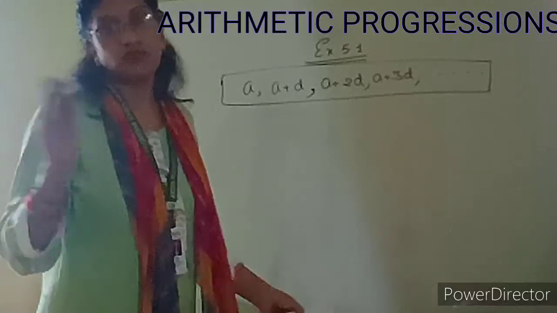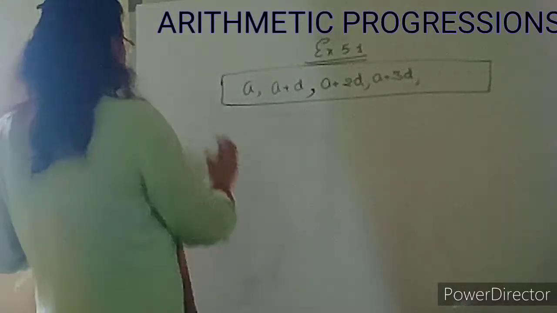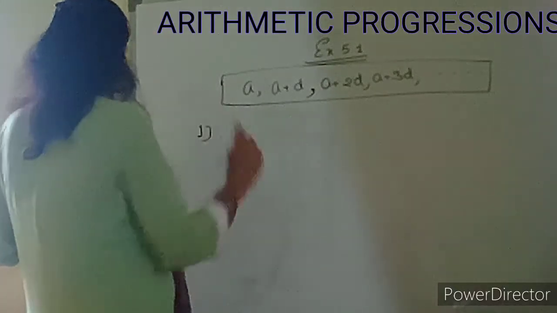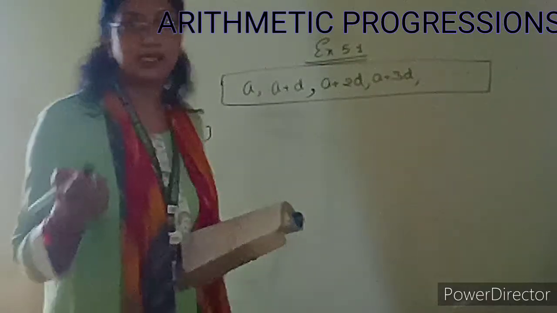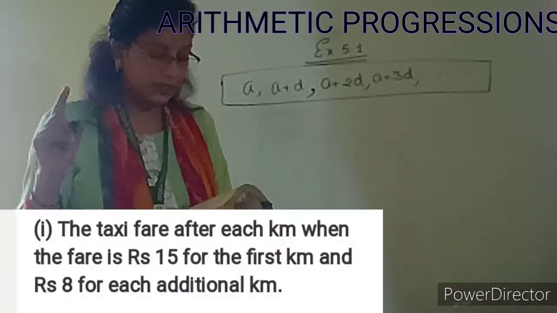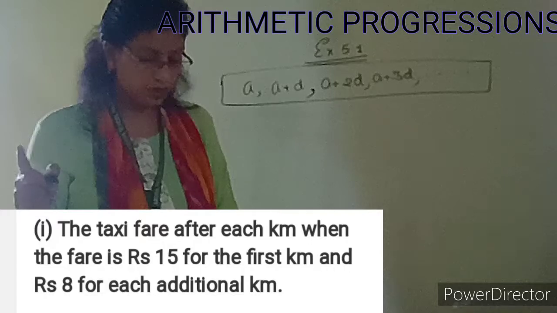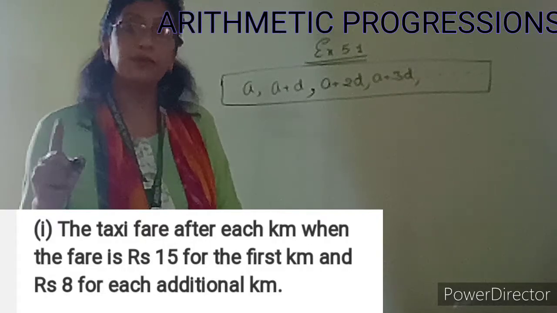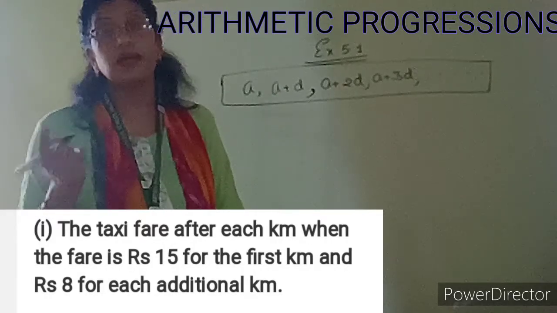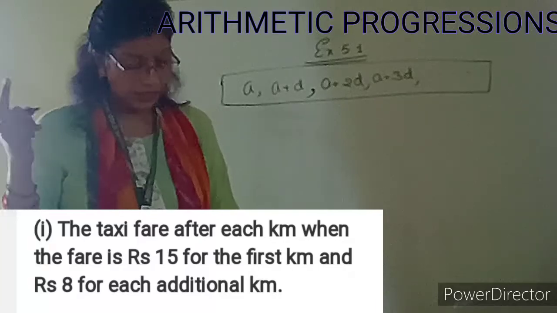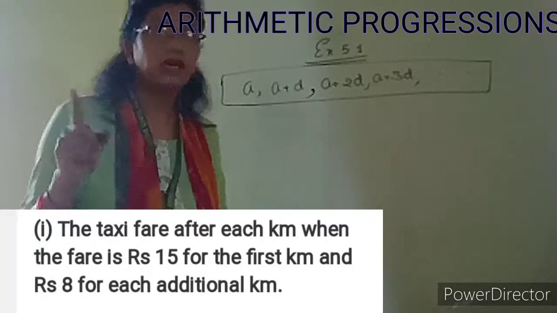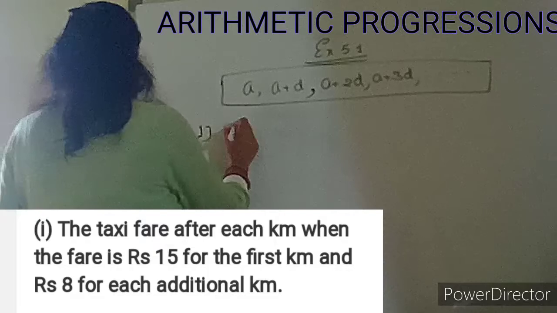Now what is the first question? First question is: in which of the following situations does the list of numbers involve making an arithmetical progression? In which of these is the arithmetical progression forming? And why? Okay, so what is the first part?